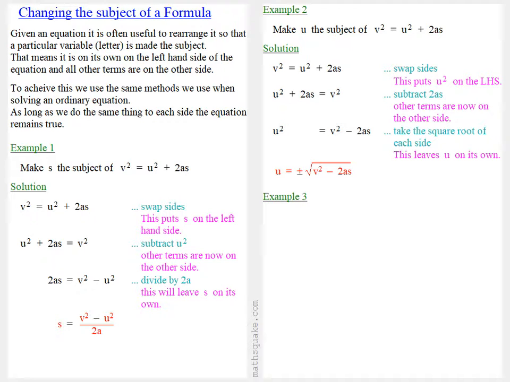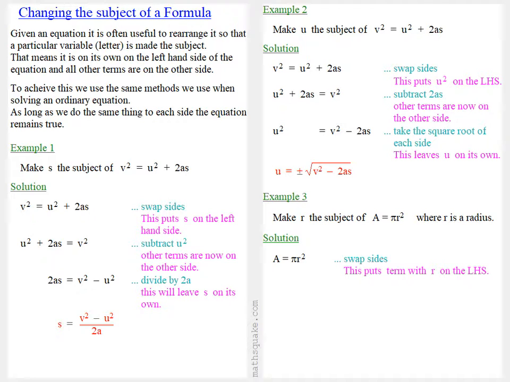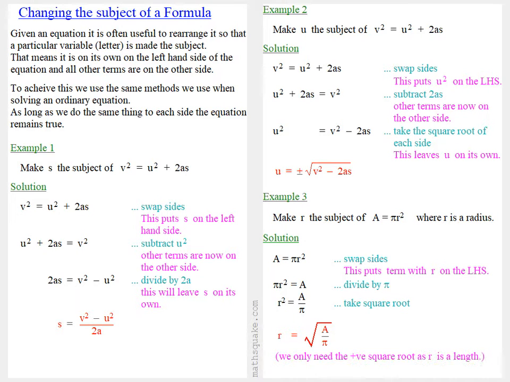Let's have a look at a third example. Make r the subject of a equals pi r squared, where r is a radius. Now to solve this, we start with a equals pi r squared. We swap the sides. This puts the term with r on the left-hand side. So we have pi r squared equals a, and if we divide by pi, we get r squared equals a over pi, and if we take the square root, we get r is equal to the square root of a over pi. Now we only need to take the positive square root, as r is a length and therefore cannot be negative.